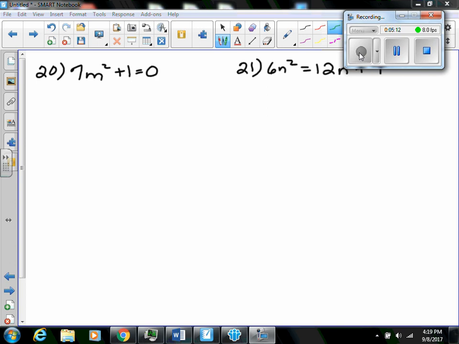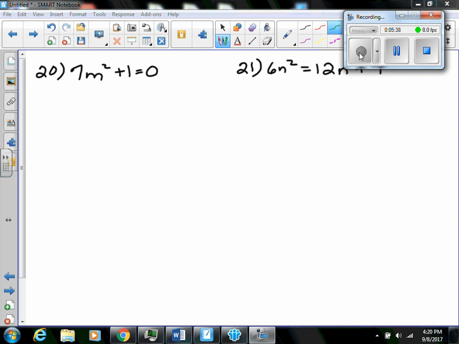Okay, for number 20, this is 7m squared plus 1 equals 0. And remember I said in a little reminder a minute ago that you have to determine which one is best to use. And I know some of you really like the quadratic formula, but that is definitely not the best method to use for this particular problem.